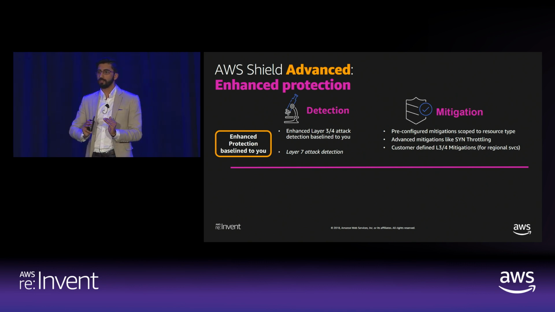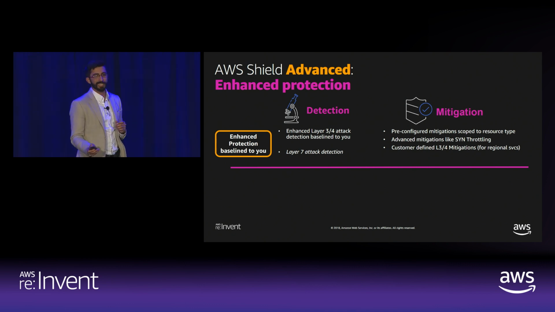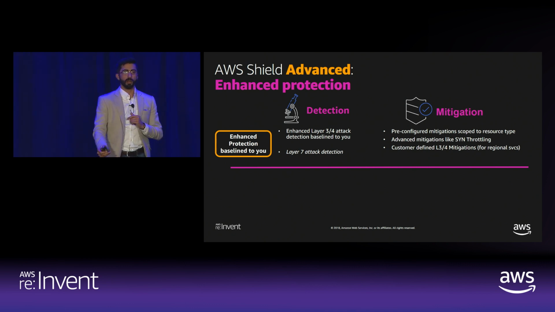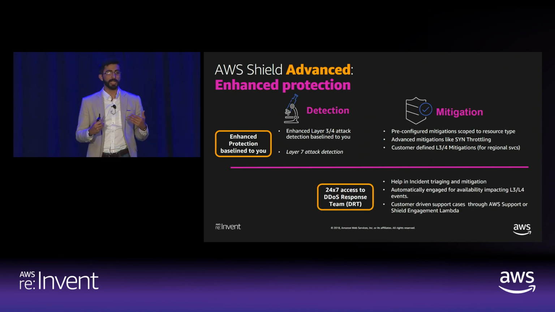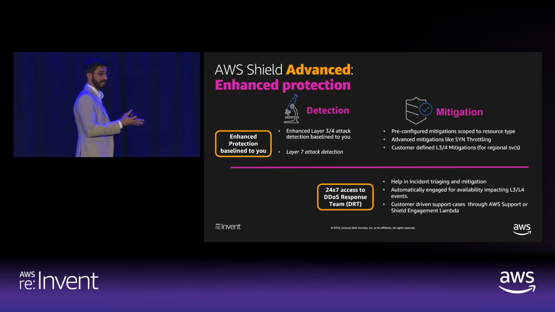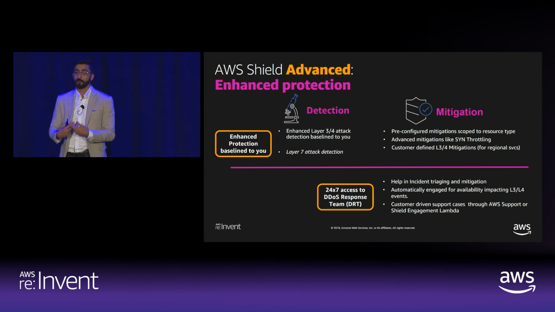But we know that attacks and DDoS scenarios are always changing. There will always be edge cases, which might be new vectors that come out in the market, or it might just be a new way of attacking your particular resource. And that's why we actually give you 24/7 access to the DDoS response team, which takes care of manual mitigation, manual triaging and mitigation on your behalf as a Shield Advanced customer.